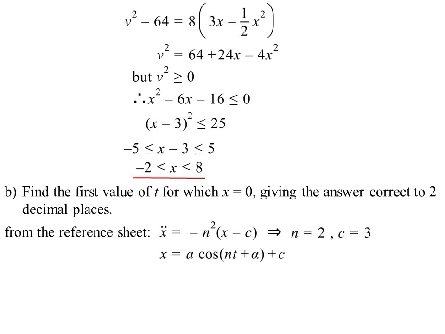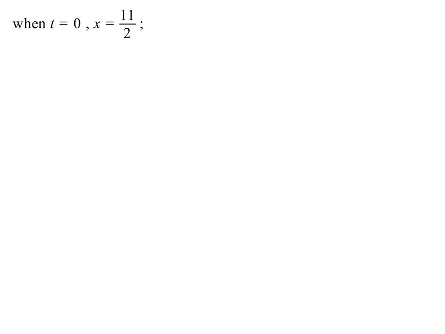Also on the reference sheet, it tells me that if acceleration is that, displacement is a cos(nt plus alpha) plus a constant. We worked out the amplitude was 5. So I can now sub in, I've got 5 cos(2t plus alpha) plus 3. Well, when t equals 0, x is 11 on 2. Where did we get that information from? Initially the object is 5.5 metres to the right of the origin. So I now know 11 on 2, I can work out alpha. Alpha is pi on 3.